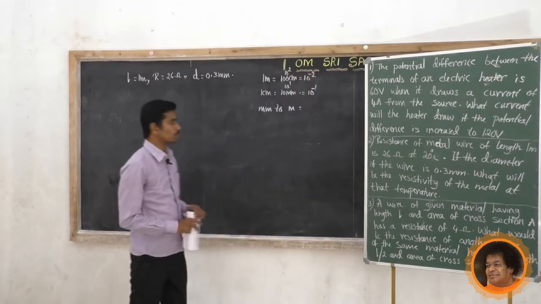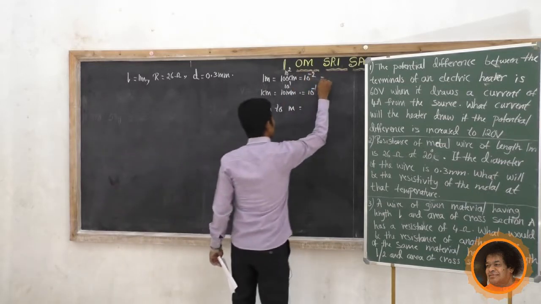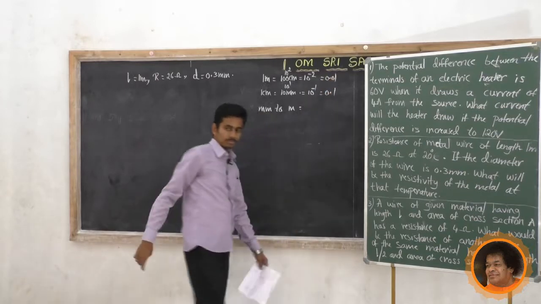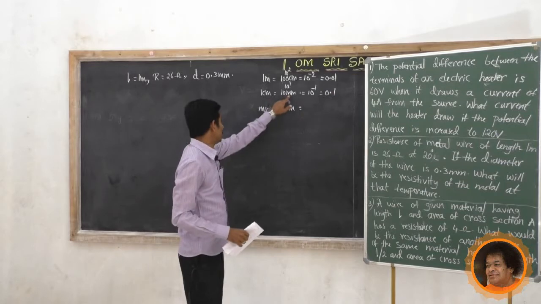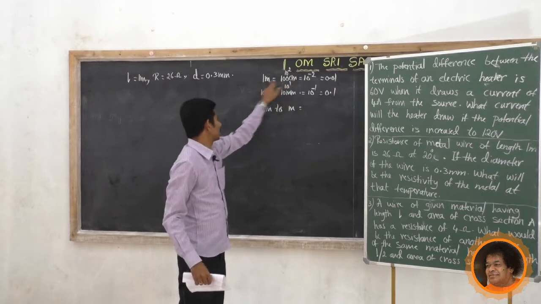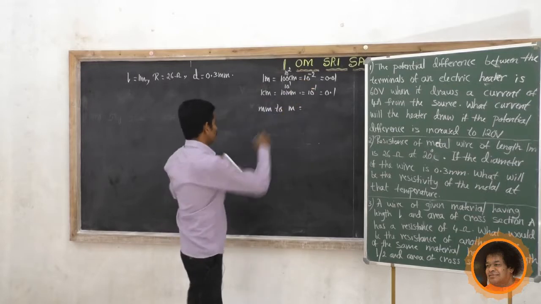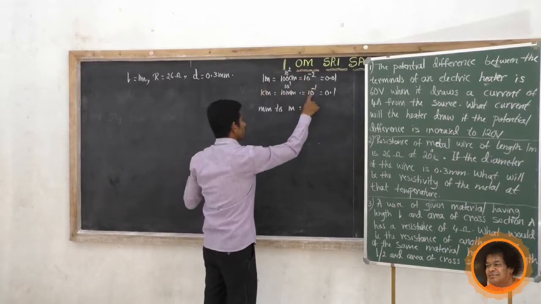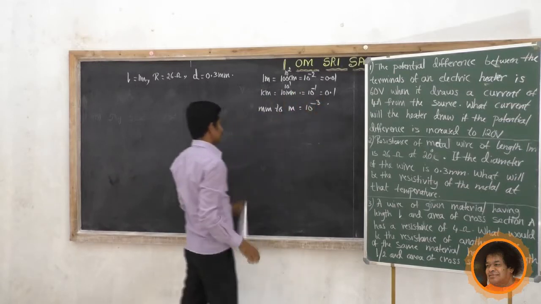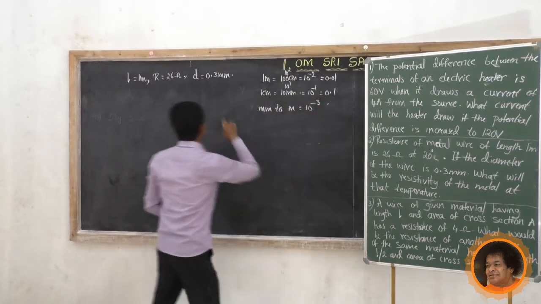What is the meaning of 10 to the power minus 2? It is 0.01. This is 0.1. Now, millimeter to centimeter, 10 to the power minus 1. Centimeter to meter, 10 to the power minus 2. So, millimeter to meter, 10 to the power minus 1 plus 10 to the power minus 2 is 10 to the power minus 3. So, this is 10 to the power minus 3.